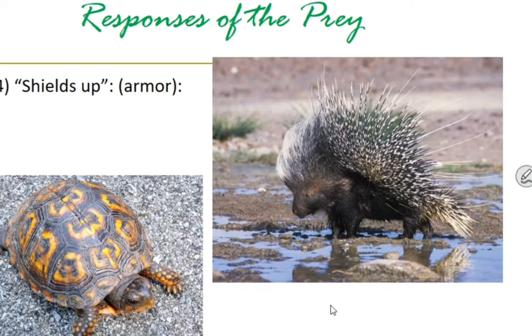Okay, and then armor, like the eastern box turtle and the porcupine. Eastern box turtles, I feel like we kind of take them for granted because they live in our area, but they can completely close their shell. And they're really the only turtle that can do that. They have that kind of hinge, and they can shut themselves all the way in, and most predators can't get to them that way. Raccoons can, but a lot of other organisms can't.